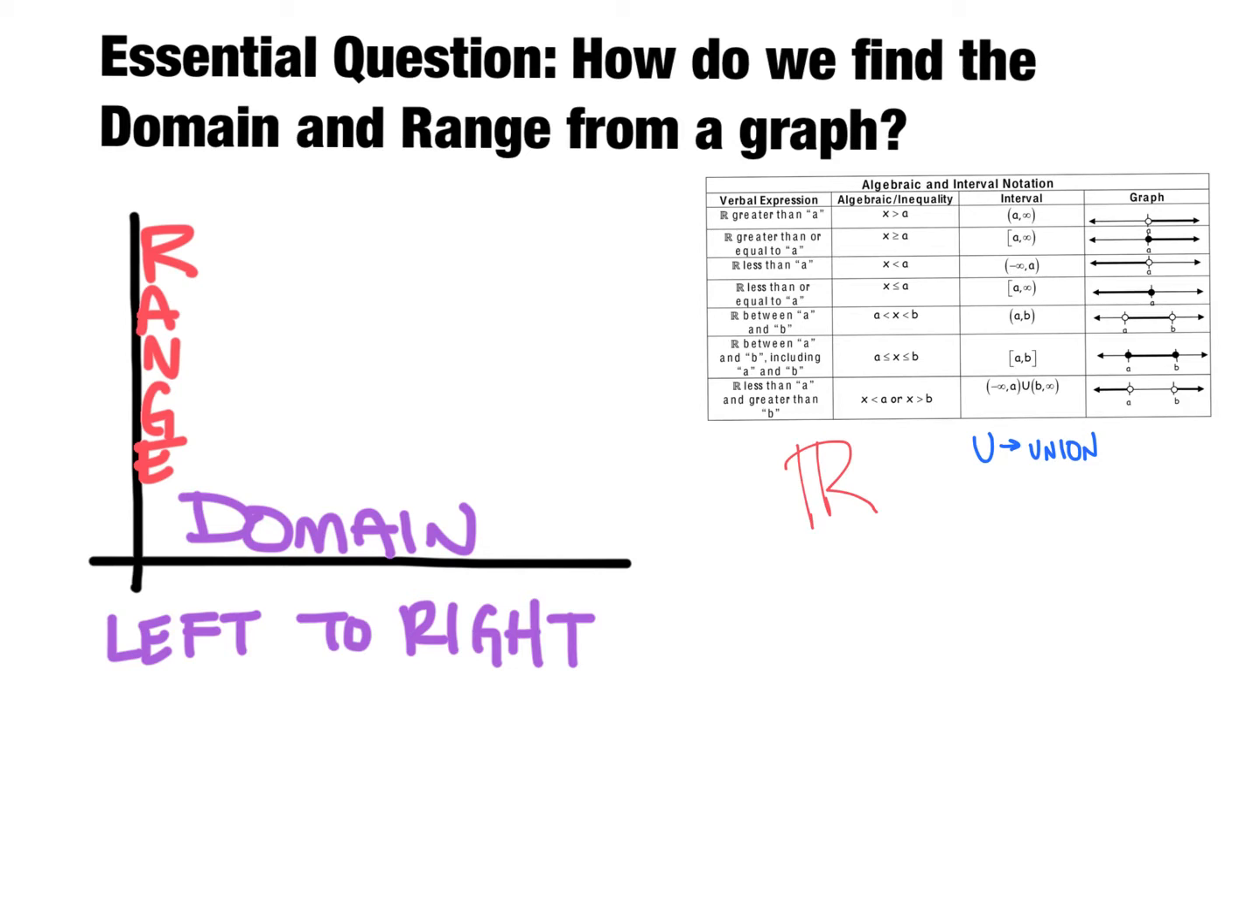Similarly, the range is the complete set of possible values in the dependent variable. So that, for us, is going to be the y values. We read them from negative to positive, so these are read from bottom to top. Okay. And let's dive right in and see if we can do this with a graph.